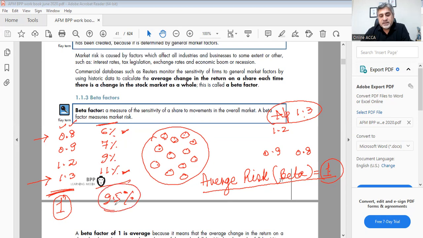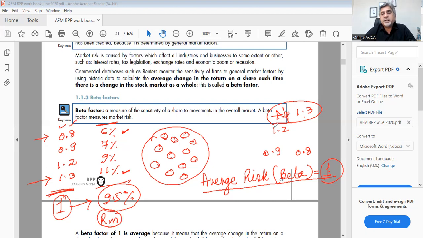Okay, so you can say that in any market, businesses present different levels of risk. The average risk is called 1. And then at the same time, these businesses are offering different levels of returns, and the average return is 9.5%. So it means that for average beta, the average market return, we call it RM, market return. So the market return is 9.5.